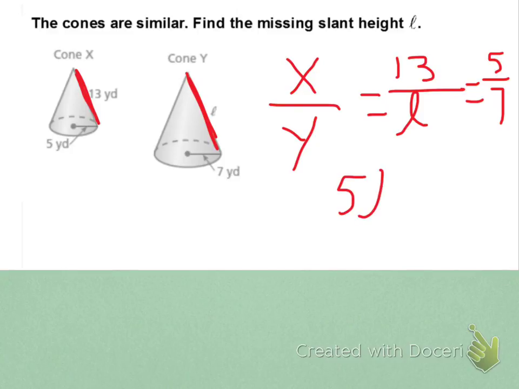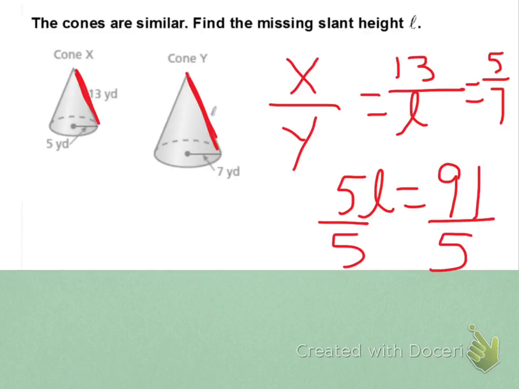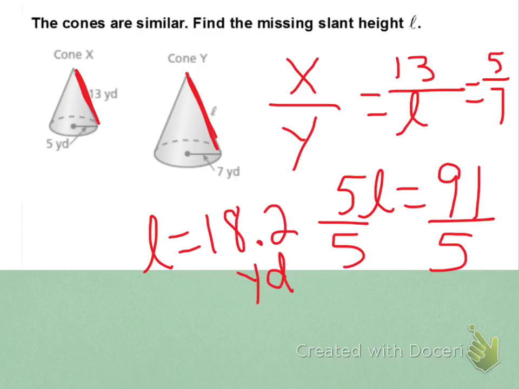So I have 5L equals 91, divided by 5. So the slant height in cone Y is 18.2 yards.